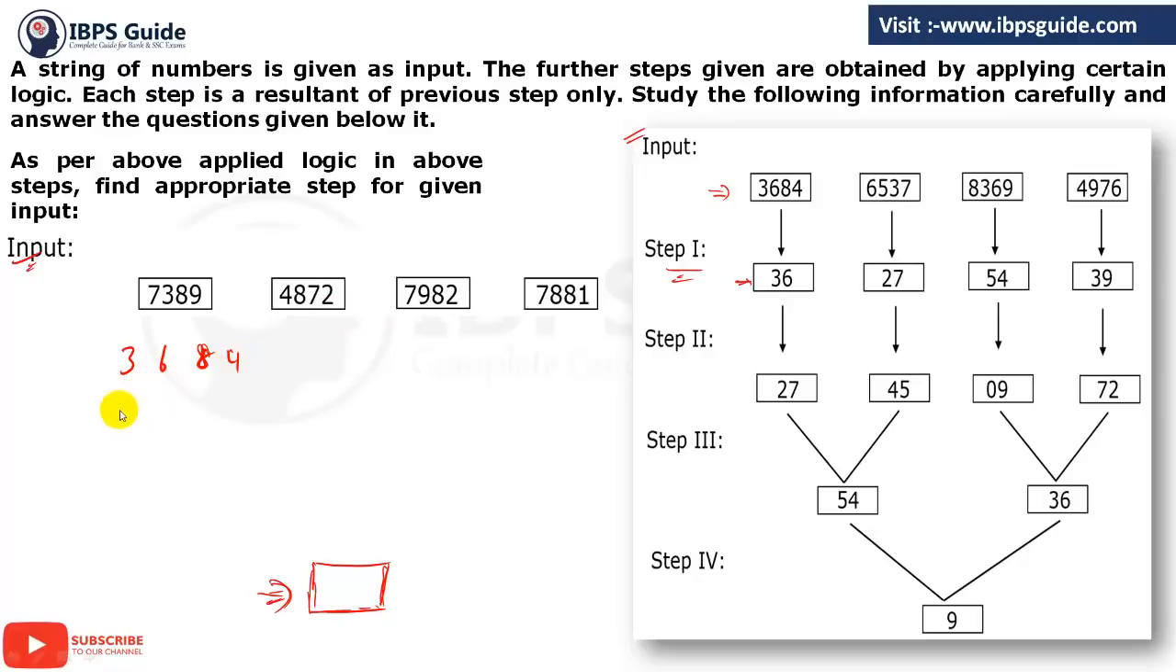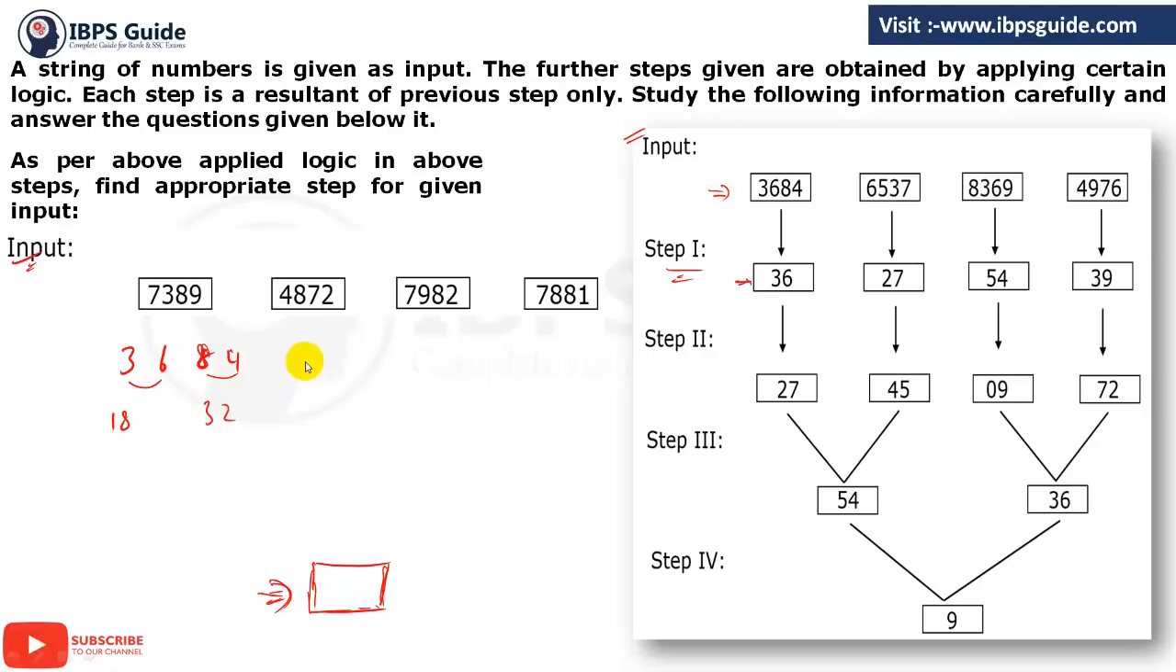Now, not adding but multiplying. See, 3 6s are 18, and 8 4s are 32, because if you multiply all the digits it will not be possible to get 36. So 3 6s are 18 and 8 4s are 32. Can you get anywhere close to 36? No, you are not getting 36.